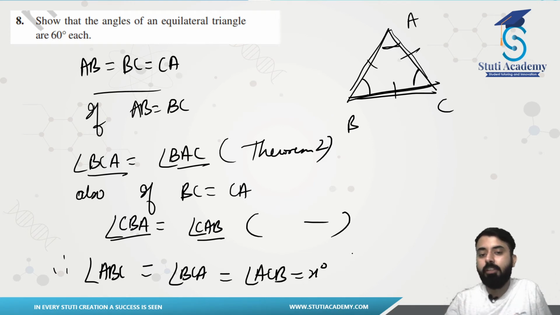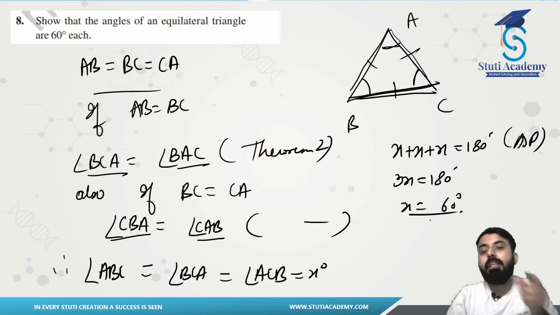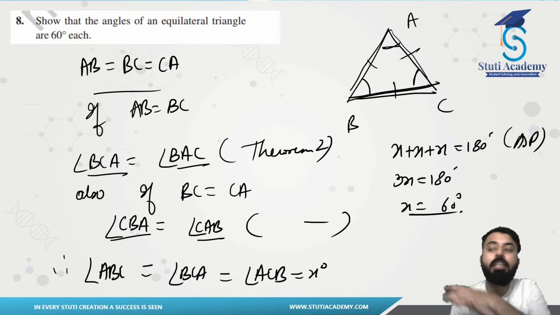Let's say they are x degrees. So x plus x plus x equals 180, by the angle sum property of a triangle. So 3x is equal to 180 degrees. X will be what? X will be 60 degrees. So you guys see, each angle in an equilateral triangle is always 60 degrees.